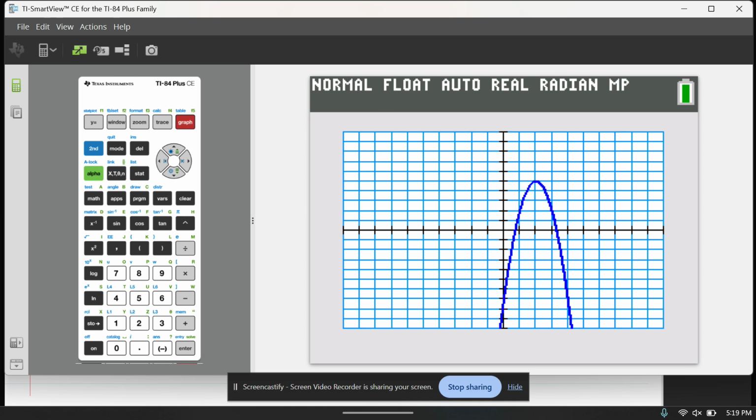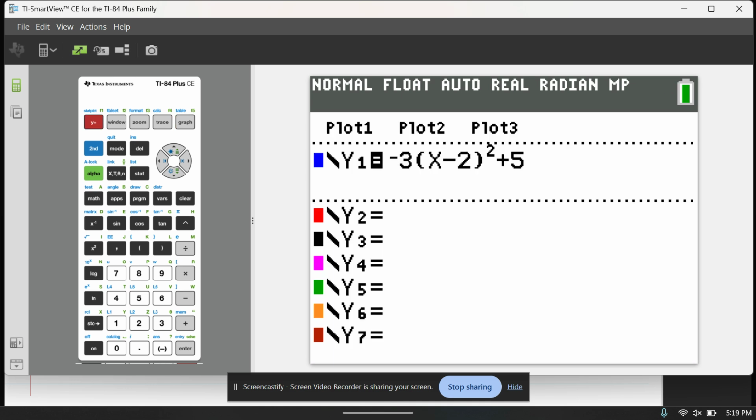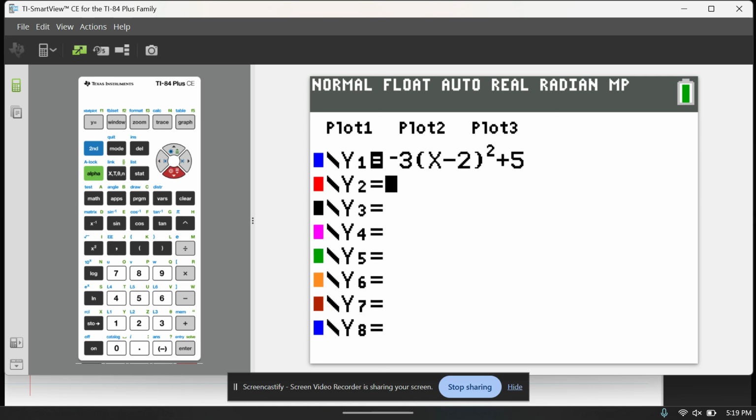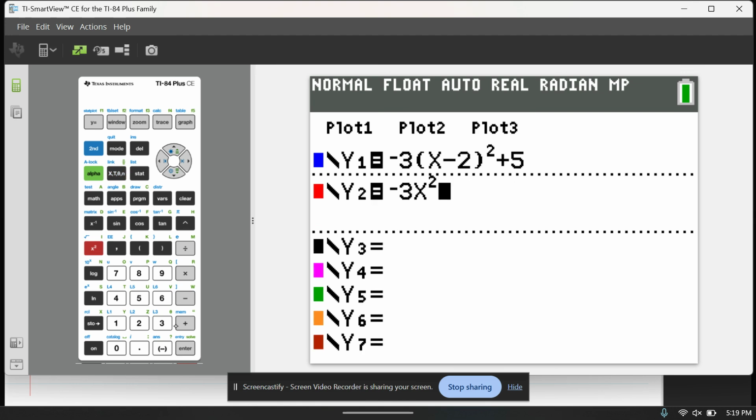If I graph the standard form and it is the same equation or the same parabola, what should it do? Match it. It should lay right on top of it, right? So I'm going to go to y equals, and I'm going to go to y2, and I'm going to type in that standard form that I found. Negative 3 x squared plus 12x minus 7.